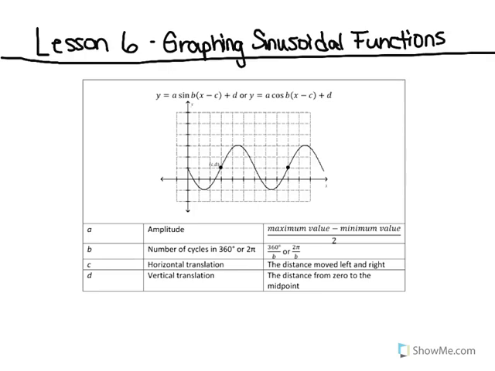Lesson 6, Graphing Sinusoidal Functions. So when we're graphing, we do have an equation, and this is the equation that we use. And every part has its own purpose. So our A is our amplitude, our B affects our period length, C is a horizontal translation, so we move it left and right, and D moves it up and down, and also helps us find our midline.